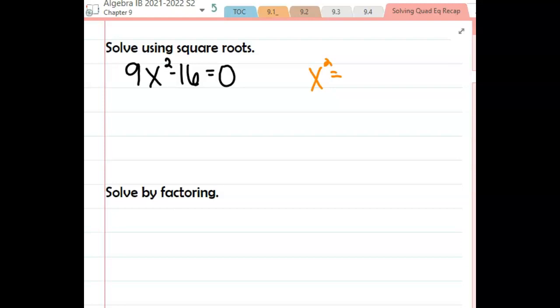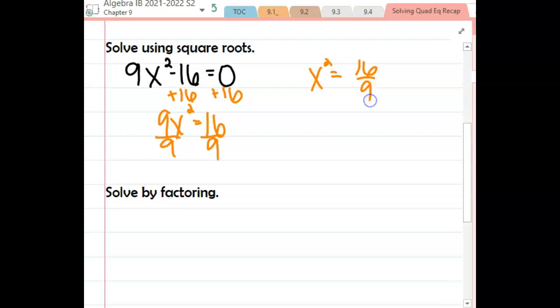So if I solve for x squared, we would first add 16 to both sides. So we would have 9x squared equals 16. Okay, I still have not solved for x squared. I need to get rid of the 9. So I'm going to divide both sides by 9. Now, we talked about this whenever we did the square root method. 16 over 9, that's not going to come out evenly. So just leave it as 16 over 9.